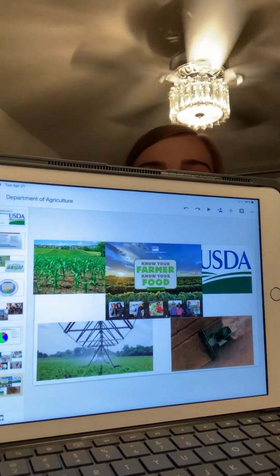And the last one is this one. They're responsible for developing and executing federal laws related to farming, forestry, rural economic development, and food.